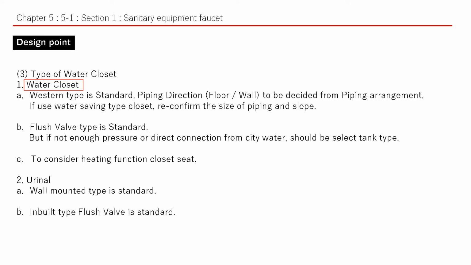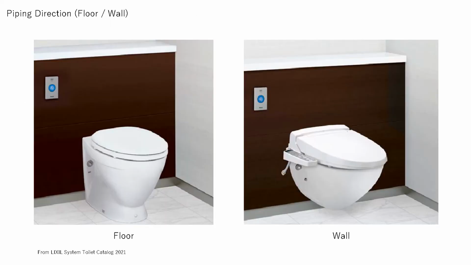About the standard type of water closet. This Brown Book is specified assuming a public office building. So this book mentions the standard selection is Western type, flush valve and heating seat. But if you design another type of building, you shall select based on the requirements and conditions. This is the photo sample about piping direction, flow and wall connection.